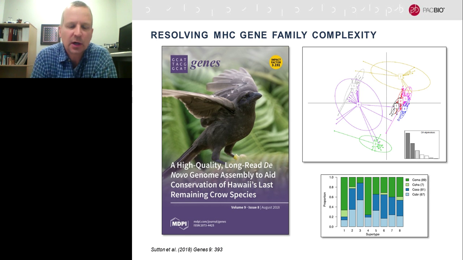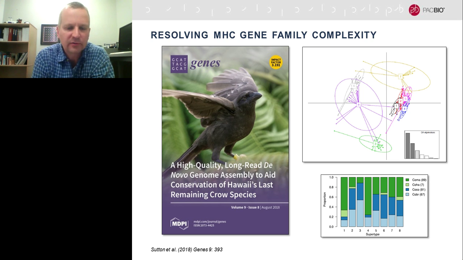Just a couple more notes, not only for humans but also for animals, and specifically in conservation biology. Resolving and characterizing the MHC gene family is of great importance. We were very pleased that this month's issue of the journal Genes highlights a paper that we collaborated on with Julian Sutton in Hawaii and others, Oliver Ryder from the San Diego Zoo, on a high-quality long-read de novo assembly of the last remaining crow species of the Hawaiian Islands.